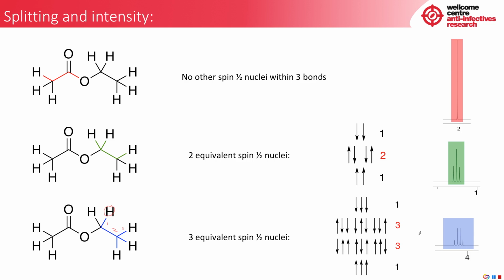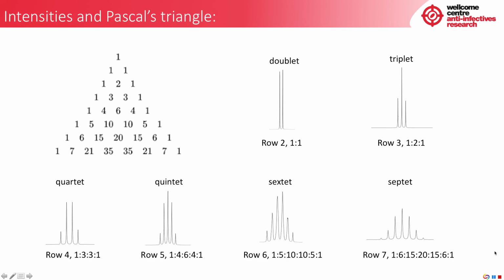Now, we really don't want to have to construct spin diagrams every time we need to understand an intensity pattern. Fortunately, we don't have to. We can use Pascal's triangle. So this is a scheme where the sum of the 2 numbers directly above gives the number below.